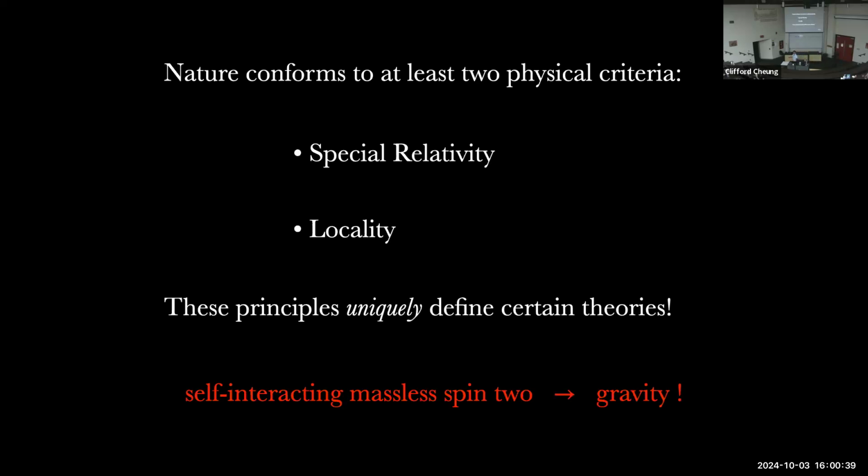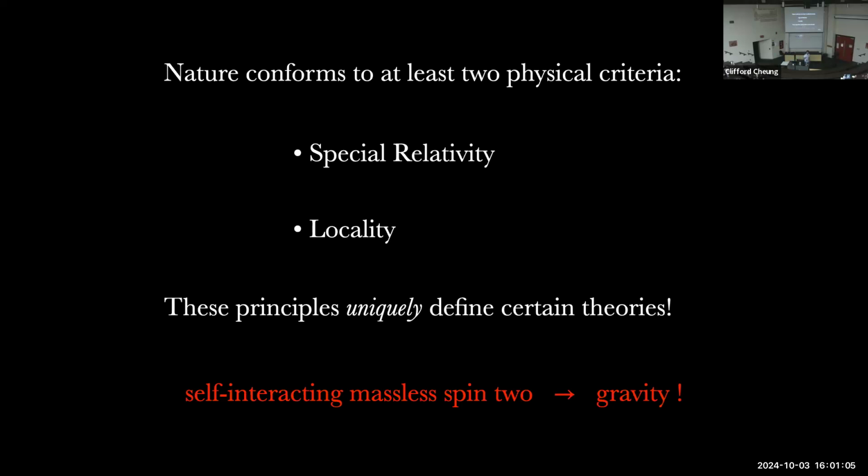So here's the basic idea. We're not assuming a Lagrangian, we're not assuming a Hamiltonian, we're just going to assume principles, like special relativity, and something I'll call locality, which I'll make a little more clear in a second. Now, we're very much used to thinking of gravity, and the theory of gravitons, Einstein's general relativity, as an example of a theory that has a massless spin 2 particle, which is the graviton, which is self-interacting.